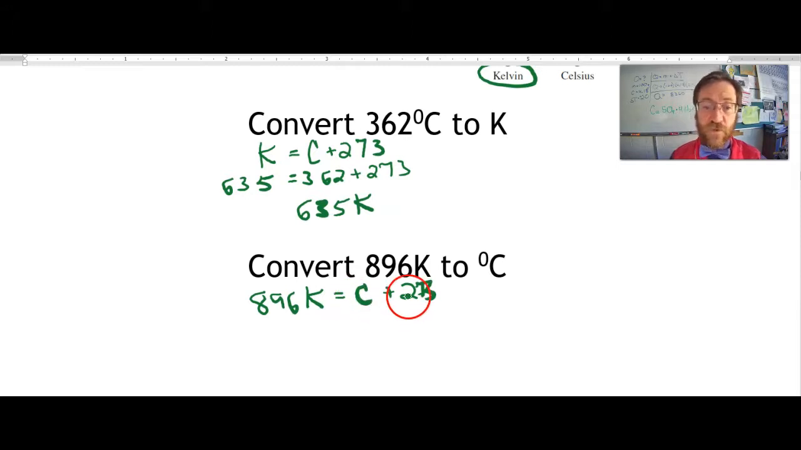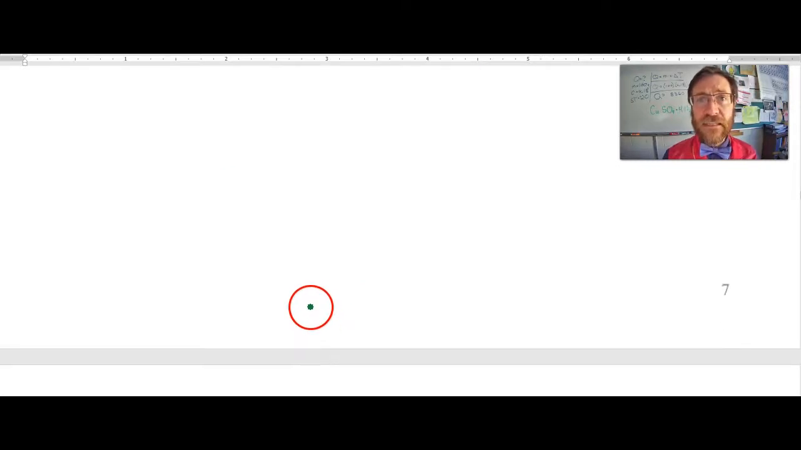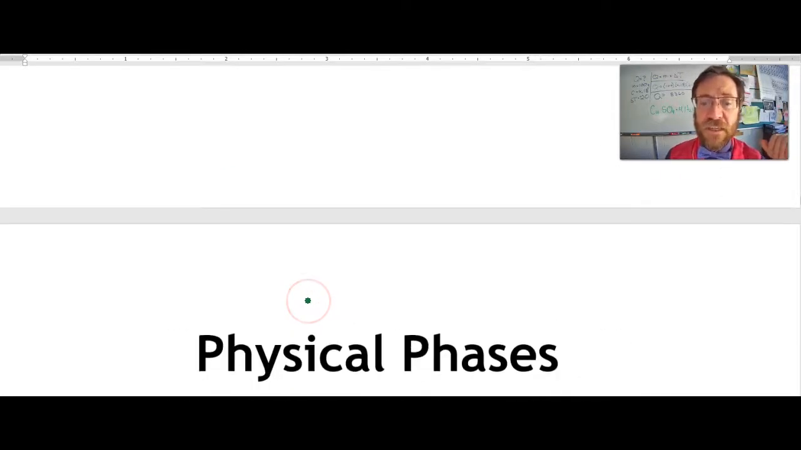So to find Celsius, we subtract 273 from both sides. It's just that difficult. Or not. But that's it for temperature, guys. That's the most we need to know about temperature. We need to know what it is and how we measure it. And we will be measuring it with the Kelvin scale because that's what all science uses.